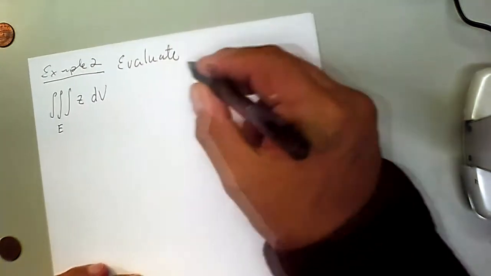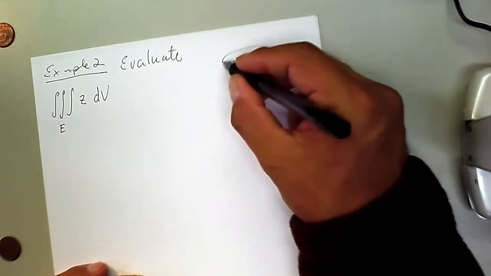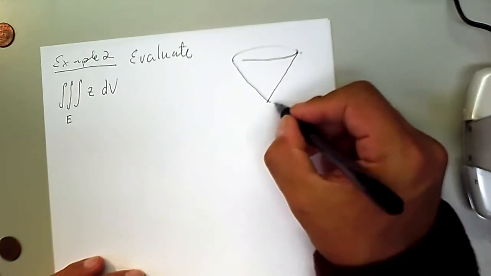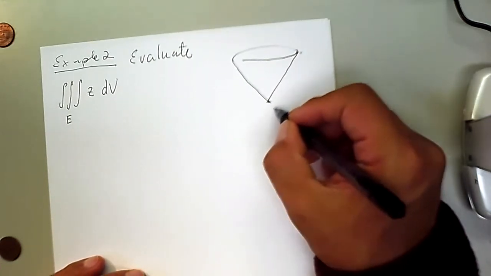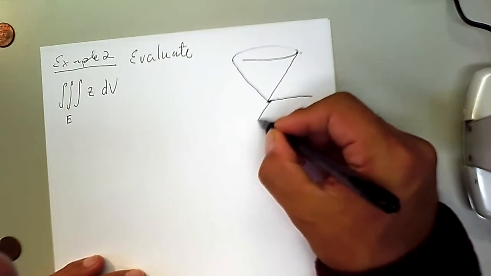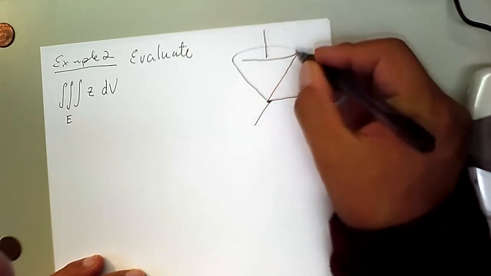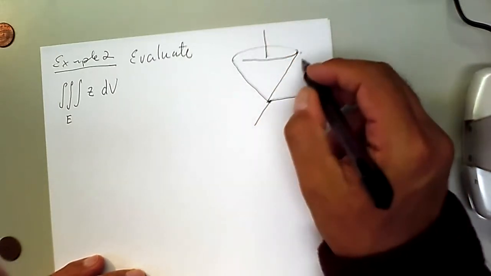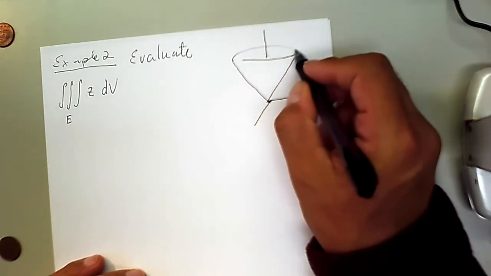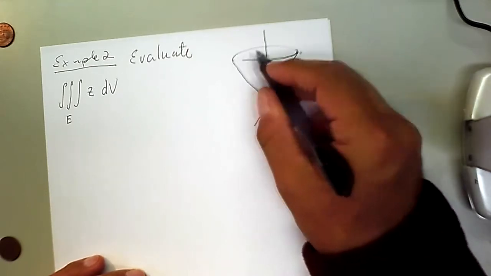So back to example 2, the solid we will integrate over is going to be a cone, a straight cone, where this is going to be the origin. So there's the y-axis, the x-axis extending, and of course the z-axis is going to come from here. So there's our cone, 45 degrees, and at the top we're going to stop the cone with a unit circle, so a circle of radius 1.